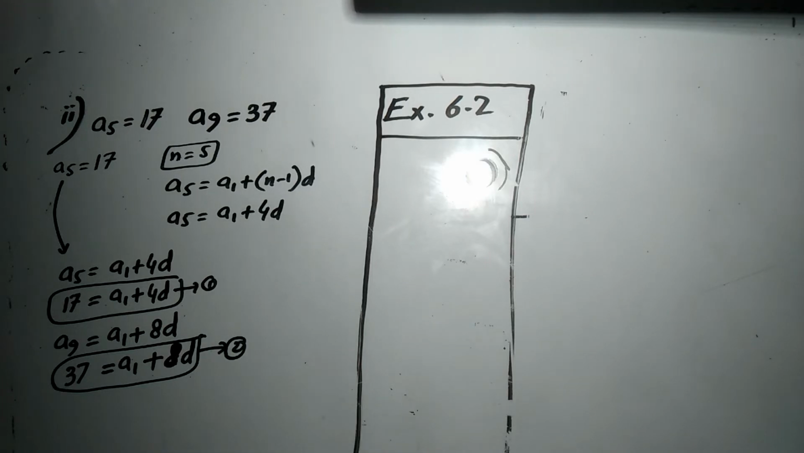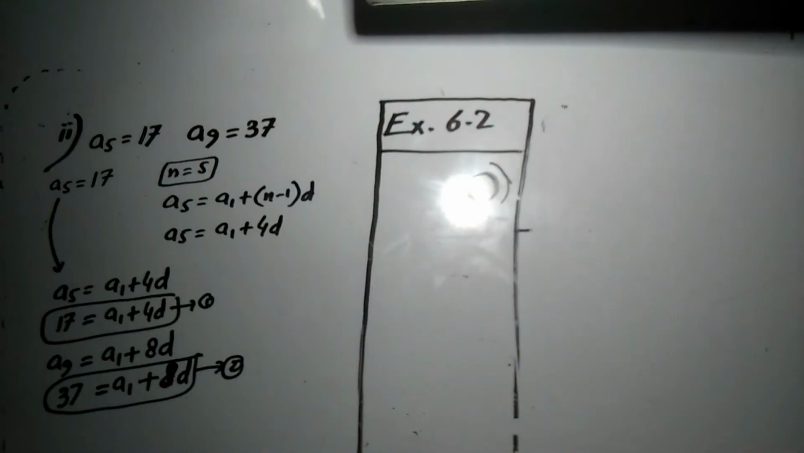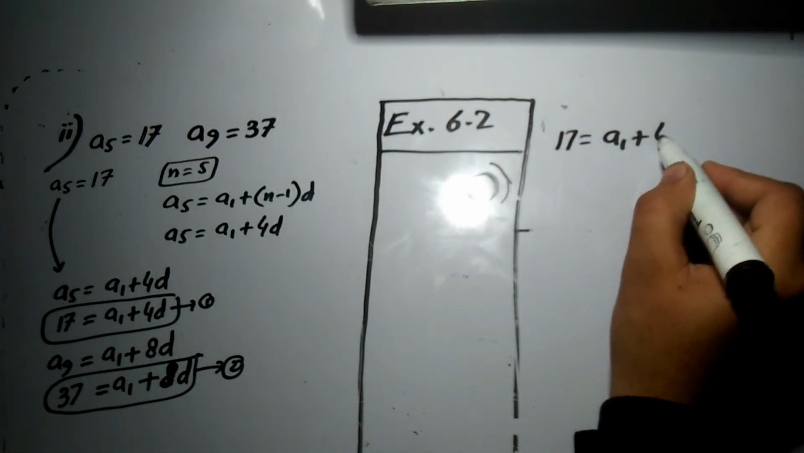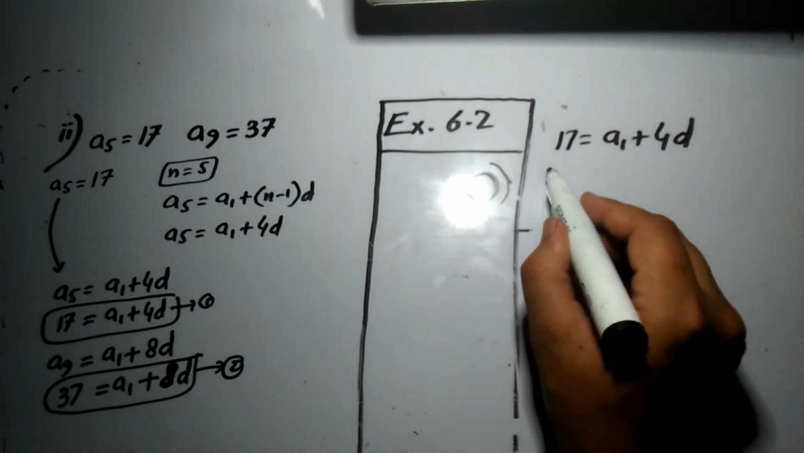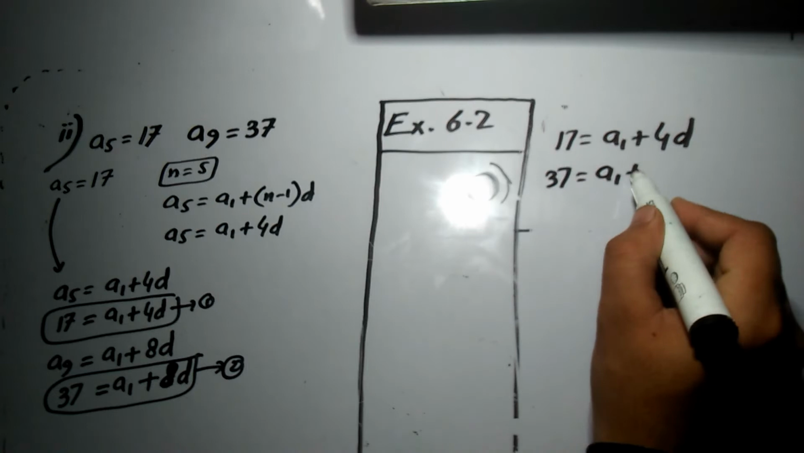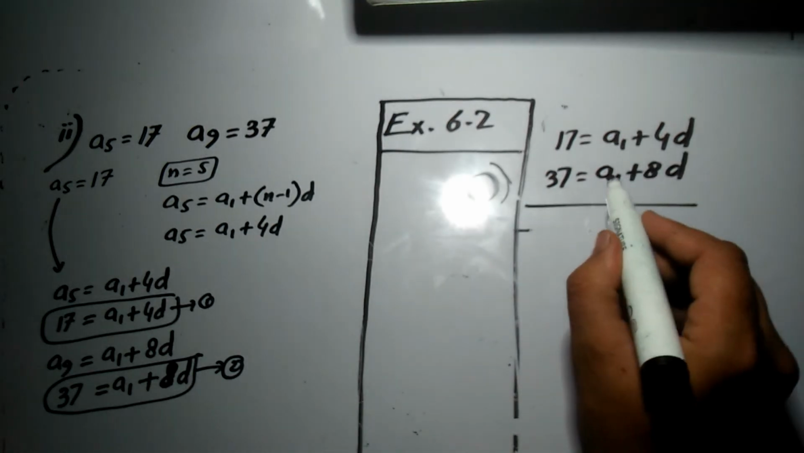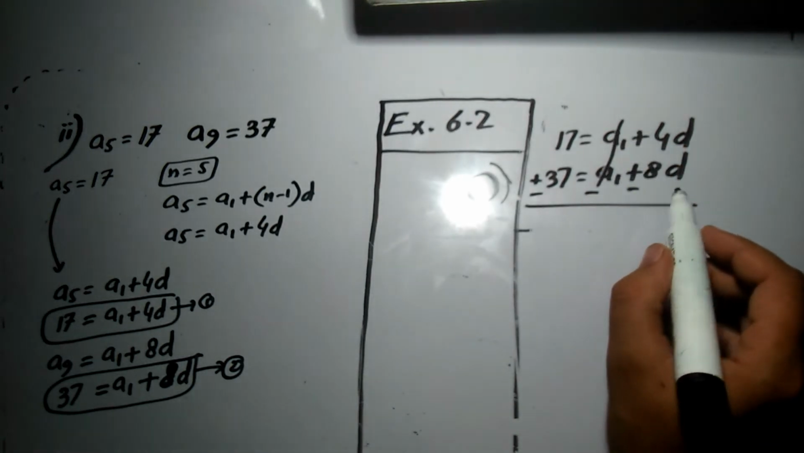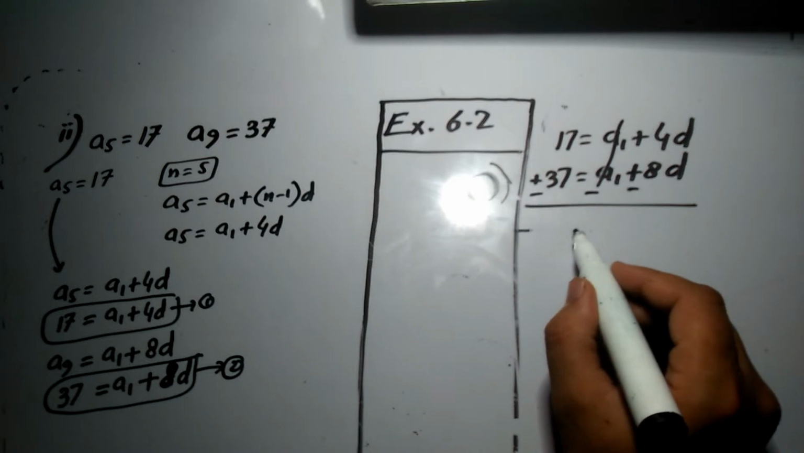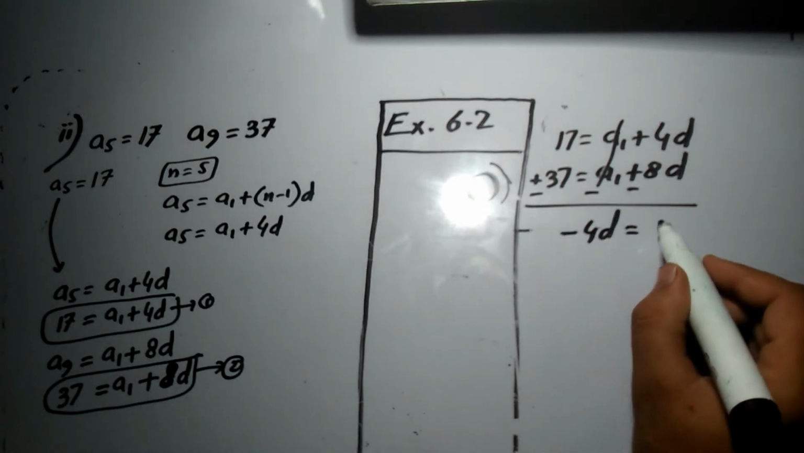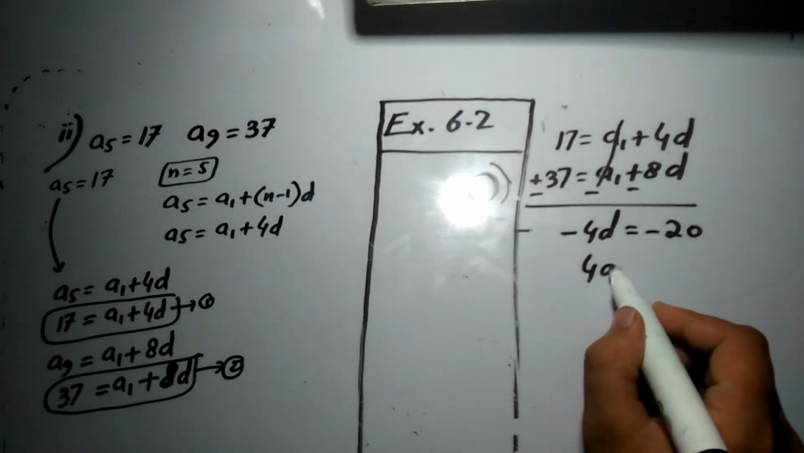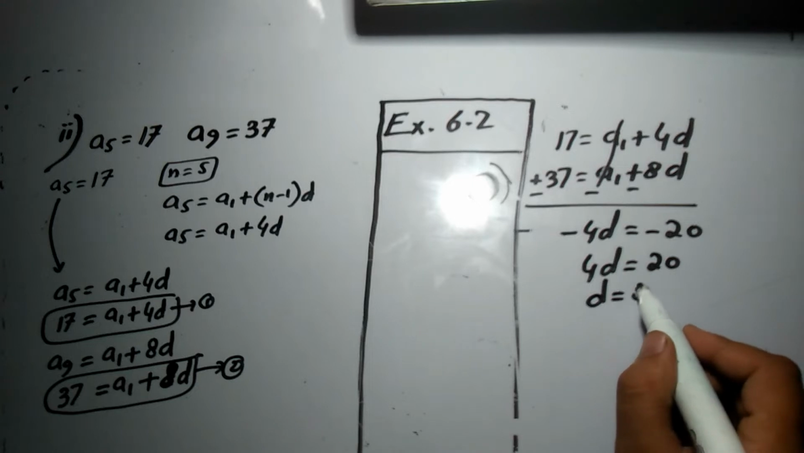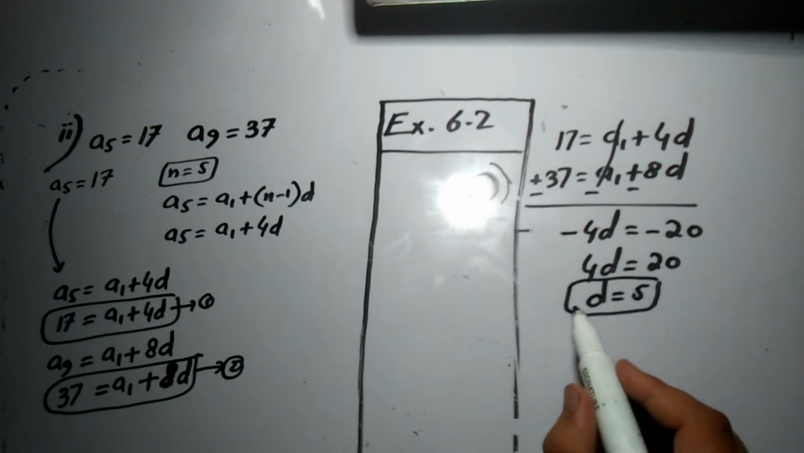So from equation number 1 and equation number 2: equation 1 is 17 equals a1 plus 4d, and equation 2 is 37 equals a1 plus 8d. If we subtract, a1 is cancelled, so this will be equal to minus 4d is equal to minus 20. So 4d is equal to 20, so d will be equal to 20 over 4, which is equal to 5. So the value of d is equal to 5.